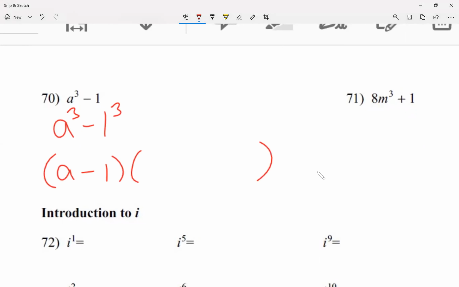My second parentheses, okay, so this starts with an a, multiplied by itself. A times a, my second parentheses is going to start with a squared. Here, 1 times 1, so my second parenthesis is going to finish with a 1. Now my middle term is the one that's different. So there's a minus here, so my middle term is going to have a plus. And then let me multiply it, 1 times a, which is just a.